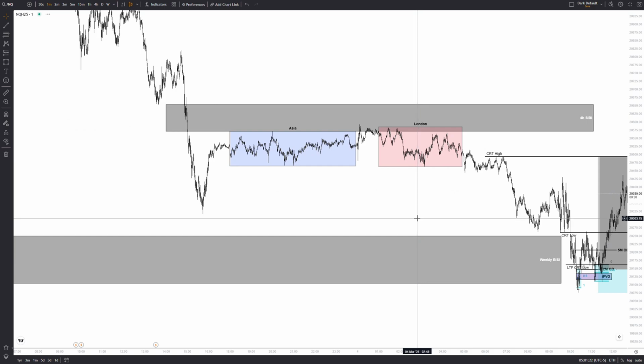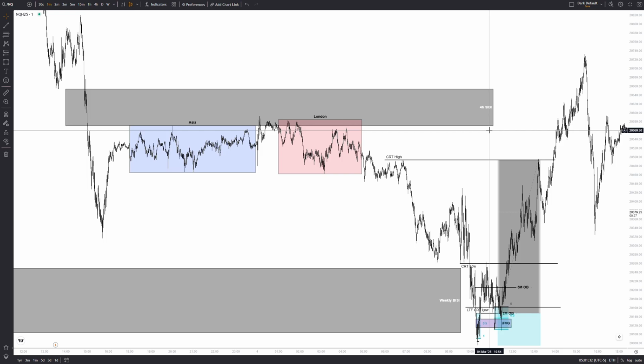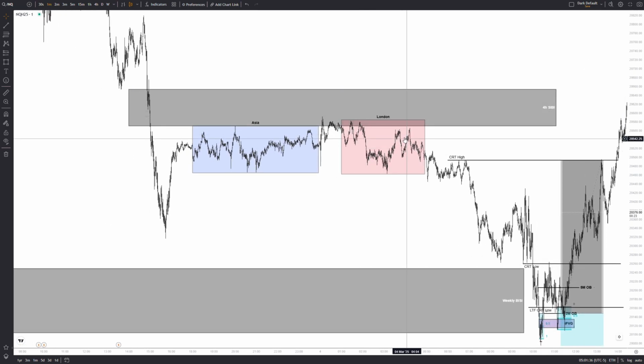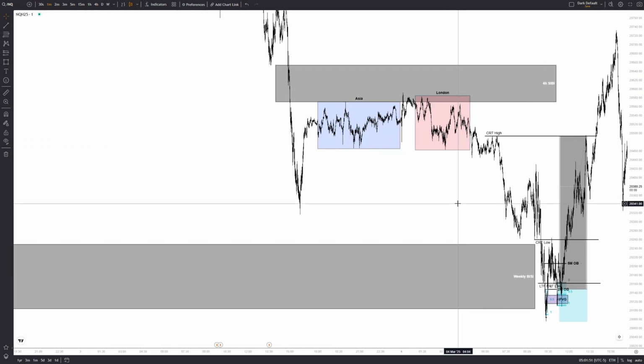Let's look at what happened in the previous sessions. We had Asia clearly consolidating. London tapped into a 4-hour sell side imbalance, buy side inefficiency, the SIBI, which was created during Asia. As you can see, the swing high caused the low end of the FVG. London tapped into it, and we expand down during New York.